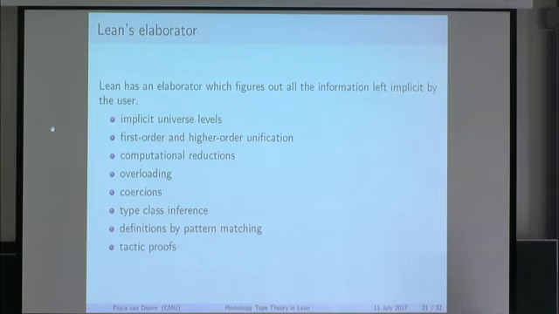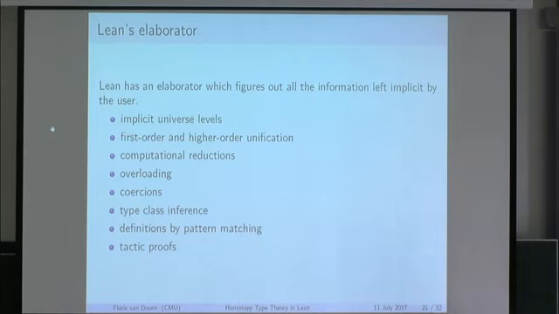However, on top of the kernel there's a powerful elaborator which figures out all the information you leave implicit in your proofs. So it can figure out implicit universe levels. You don't have to write universe levels explicitly. Those will almost always be figured out by Lean. It has a powerful unification process. It can do computational reductions and some features which are quite standard in proof assistants.